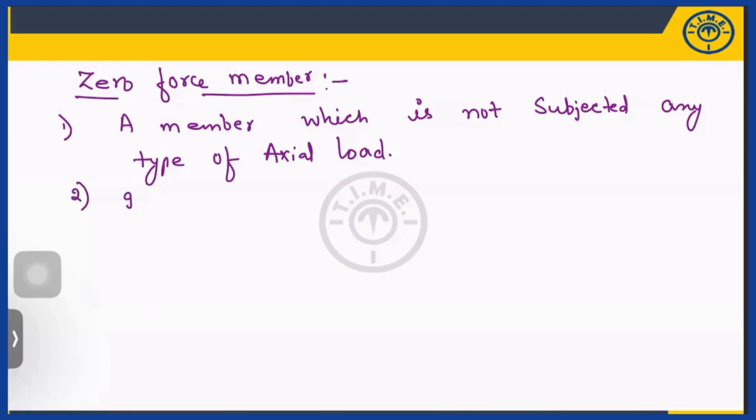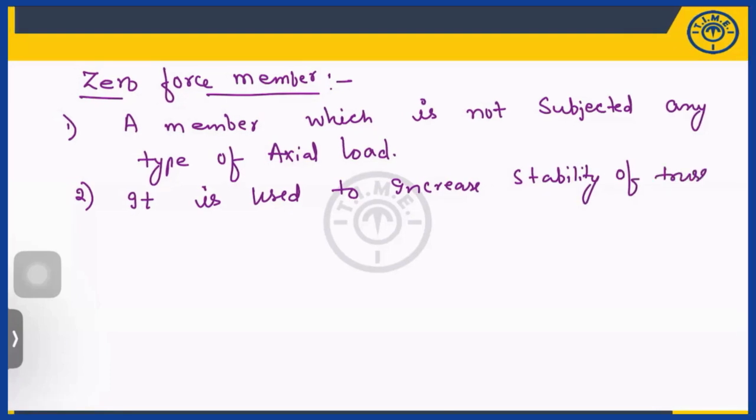Why are we keeping more members? To maintain the stability, that means to increase the stability of trusses, so that if any circumstances like wind force or something is acting, it will not become unbalanced. That's why we provide the extra members. So now how will you identify a zero force member?